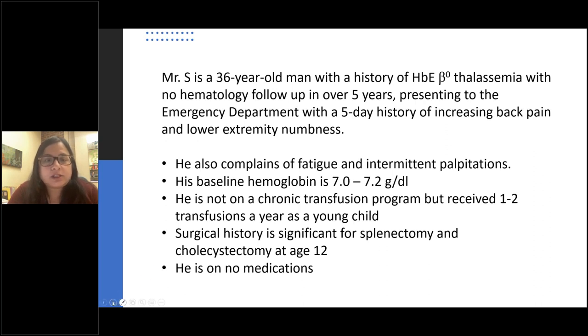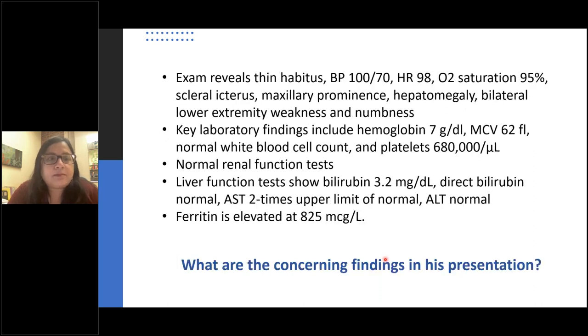His baseline hemoglobin is around 7 to 7.2 grams per deciliter. He's not on any chronic transfusions, but received about 1 to 2 transfusions a year as a child. His surgical history is significant for a splenectomy and a cholecystectomy at 12 years of age, and he's not on any medications. On physical exam, he appears thin, his BP is 100/70, his heart rate's 98, his O2 sats are 95%, he has scleral icterus, he has maxillary prominence. You also note hepatomegaly, there's bilateral lower extremity weakness and numbness.